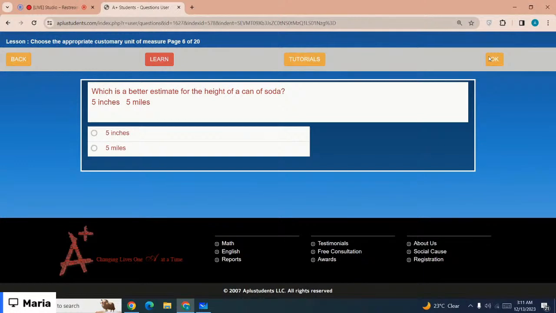The correct option is 5 inches, right? Yes, Samuel, if you have any question, you can please ask. The correct option is 5 inches because that is just a can of soda, right? It must be just 5 inches, right?